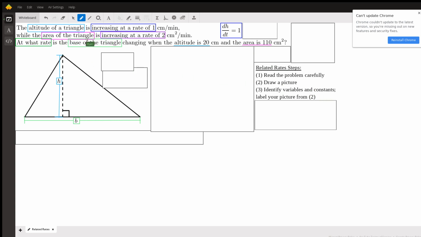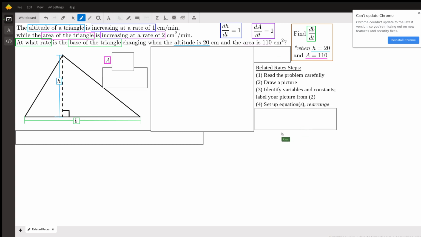While the area of the triangle is also increasing, so I'll call it A for area. That's another one of our variables, at a rate of 2, and that tells us dA/dt is equal to 2. At what rate is the base of the triangle changing? So the base of the triangle is also changing. I'll call it b. That's our third variable. And since we want to know its rate of change, the question is asking us to find db/dt. Now we want to find db/dt when the altitude, so h, is equal to 20, and the area, which is A, is equal to 110.